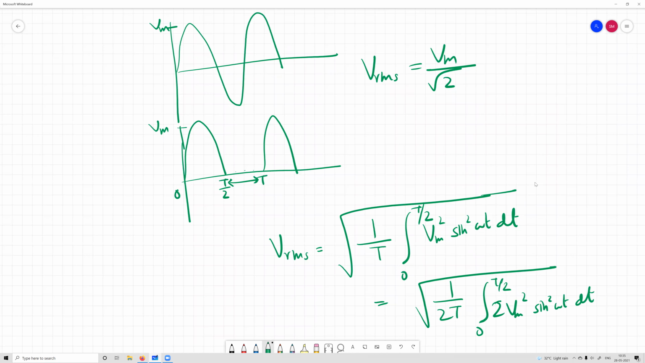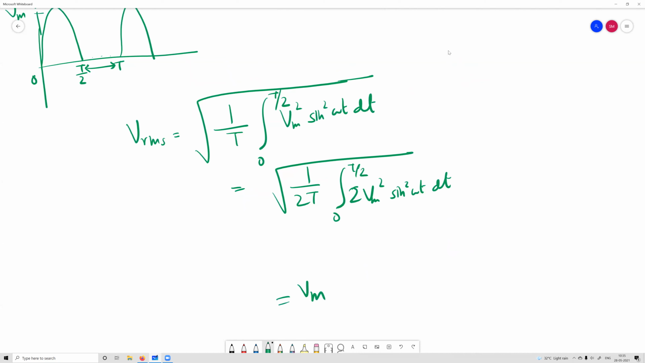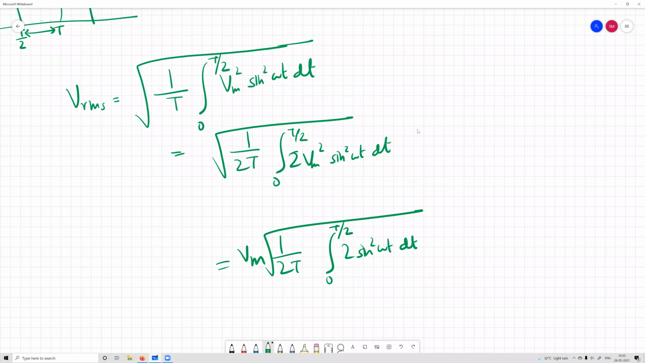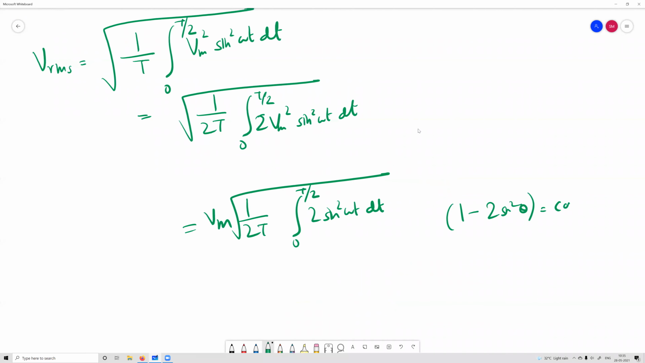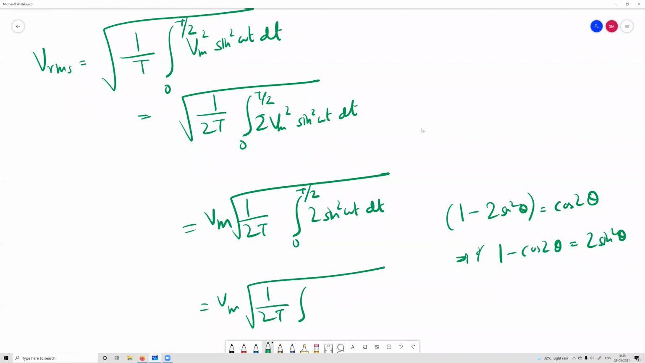Now Vm square is a constant, so obviously it can be taken out of the integral. So Vm times square root of 1 by 2T, integral from 0 to T by 2 of sine square omega t dt. Now we can use the trigonometry formula: 1 minus 2 sine square theta is cos of 2 theta. So 1 minus cos of 2 theta is 2 sine square theta. So Vm, 1 by 2T, T by 2.